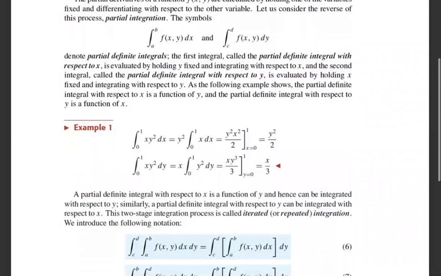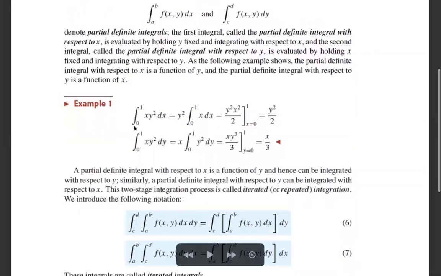For example, the definite integral from 0 to 1 of x y squared dx. Integration with respect to x, treating y as a constant function. So y square is a constant. Integrate the function with respect to x. Integral of x is x square by 2, into y square, from 0 to 1. So y square by 2, x varying from 0 to 1. 1 square minus 0 square is equal to 1. Y square by 2 will be the answer.